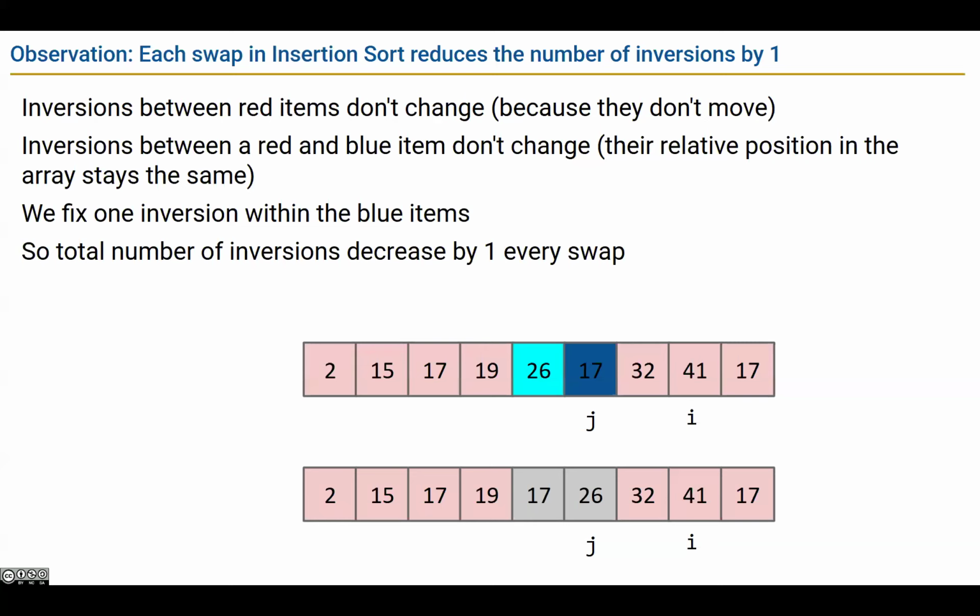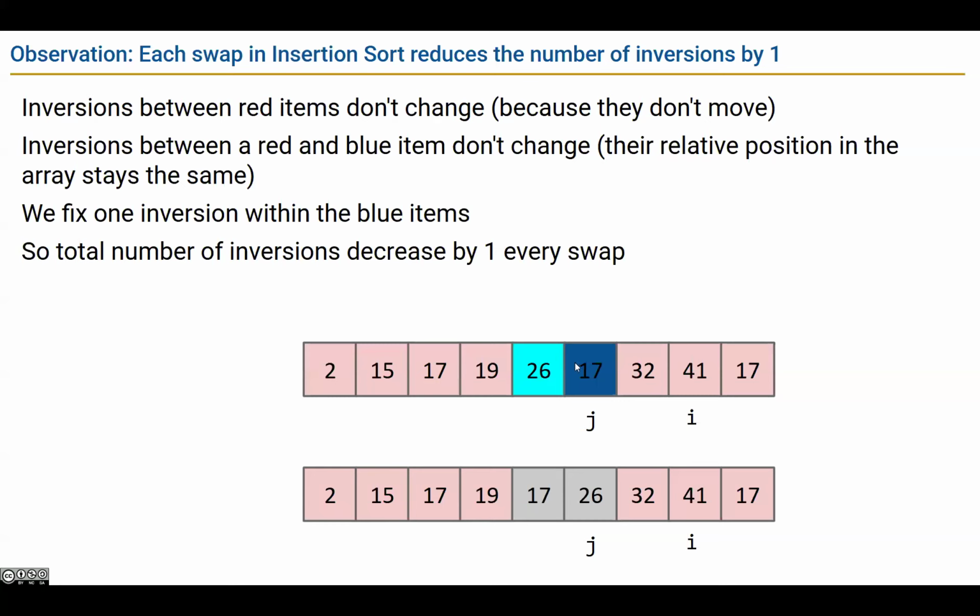If we compare one of these red items to one of these 2 items that moved here, has that inversion been fixed? No. Why not? Because they're still on the same relative sides of each other. Any items here, 2, 15, 17, 19, they were to the left of this 17 and 26, and they're still to the left of the 17 and 26. So any inversions that might have occurred there earlier, they're still stuck inverted.